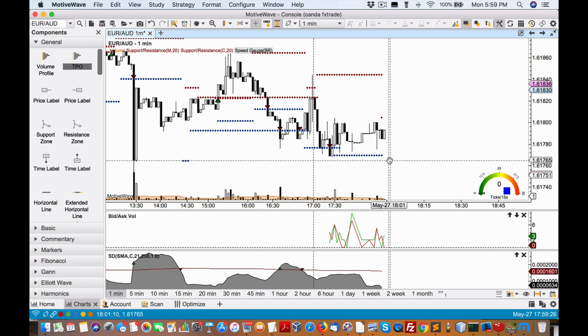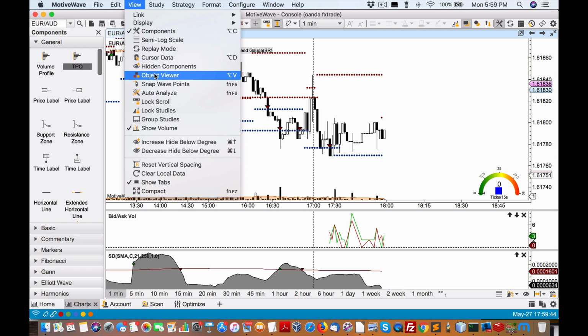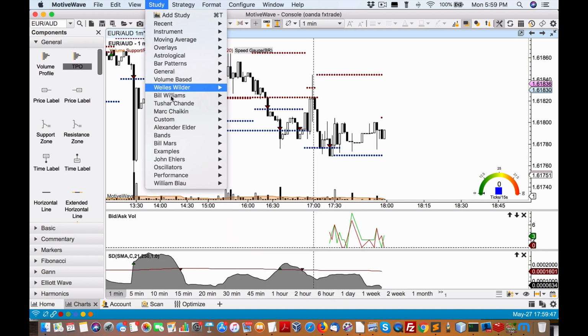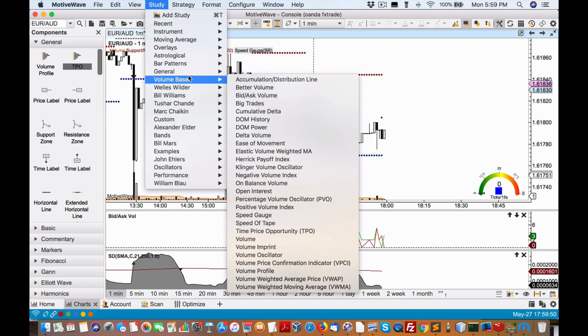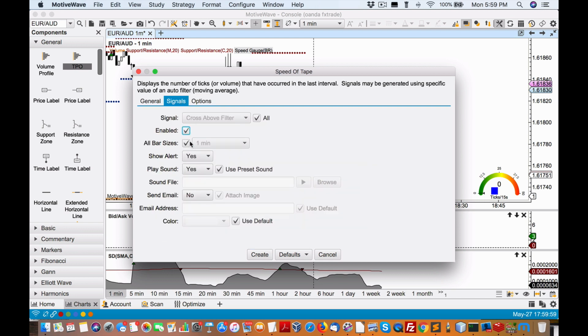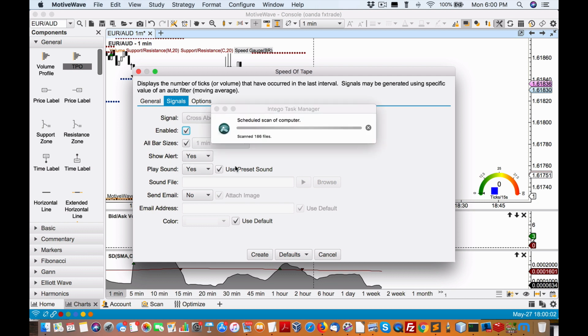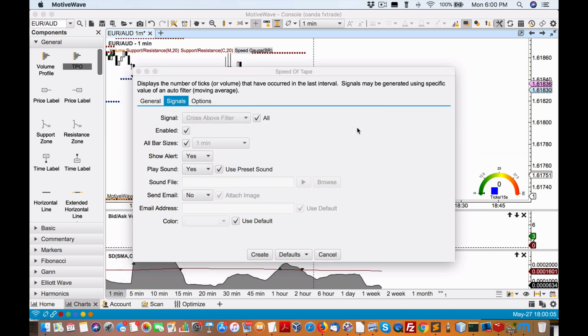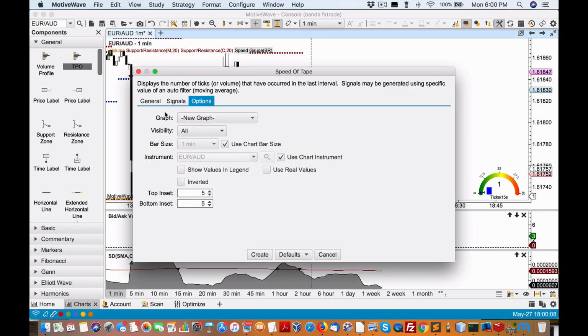I bet you if I was to look at, I could do it. I have access to the IQ feed data, which is from FXCM, to be able to test the tick data from this. I could do that. But in the meantime, let's check out another one. So let's do another study, or add one here, volume. Volume-based speed of tape. Let's see if that does anything. Ticks, signals, options. So I could enable it. Add bar size, play sound, yes. So let me, options, new graph.